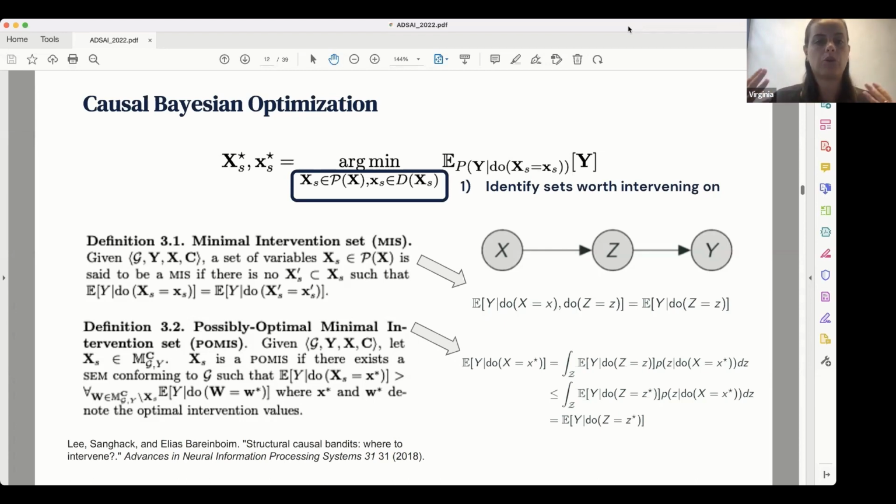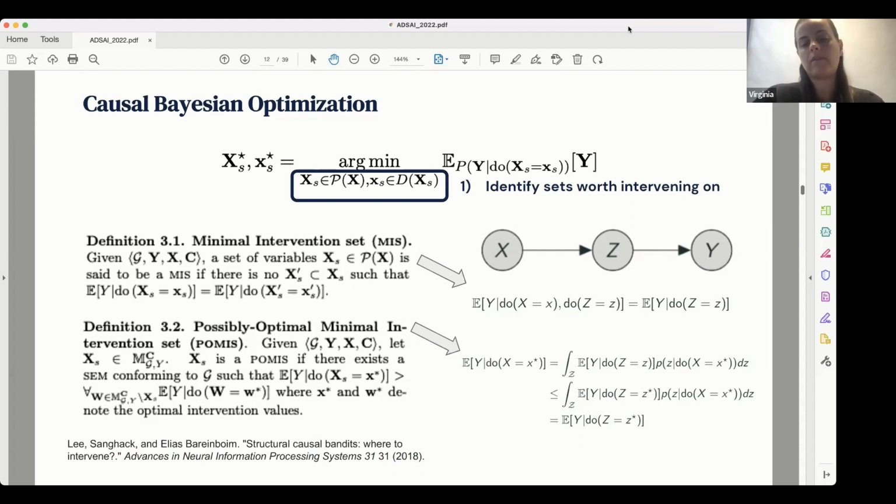So just to make this a bit more concrete, if we look at the causal graph X, Z, and Y here, we can notice that Y is independent of X given Z, and therefore the expected value of Y given an intervention on both X and Z is equal to the expected value of Y given that we only intervene on Z. So we don't want to intervene on X and Z because we would pay a higher intervention cost. We're intervening on two variables instead of one, but we would be getting the same output value.